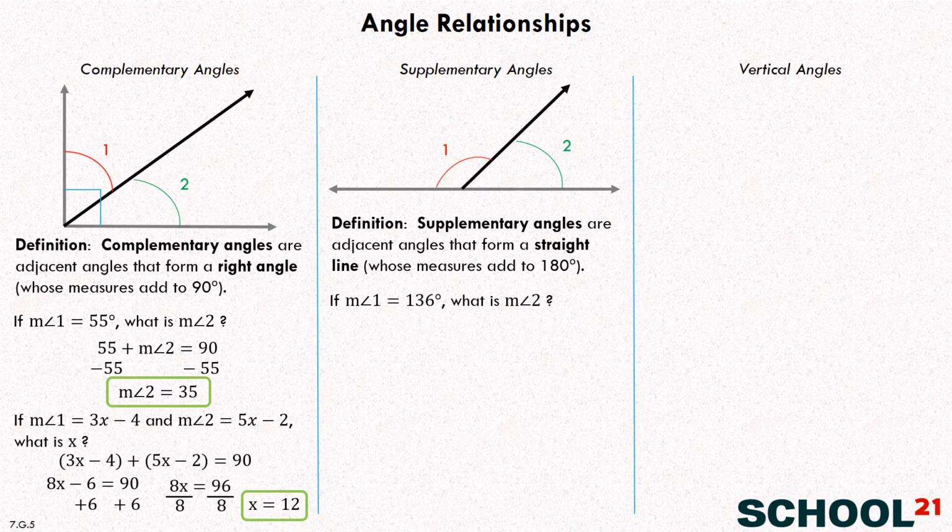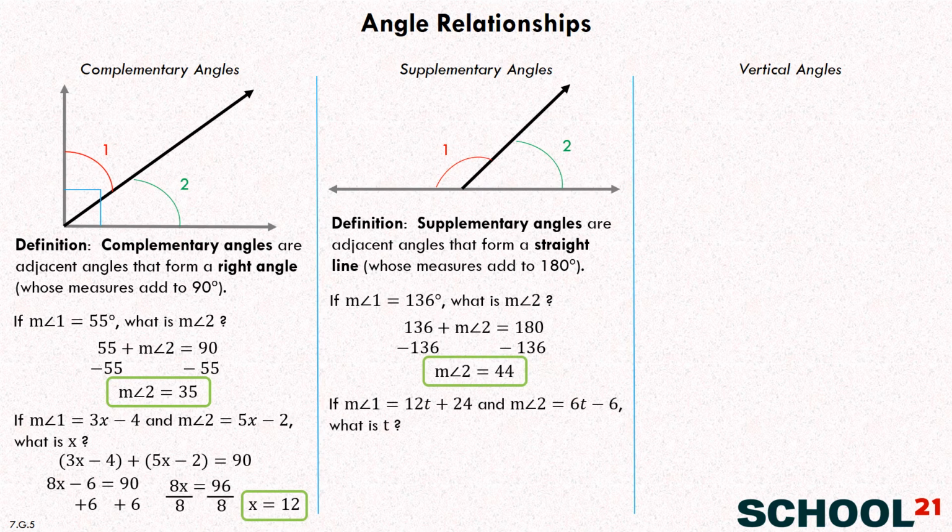So for instance, if measure of angle 1 is 136 degrees, what is measure of angle 2? Well, again, you can set up an equation, 136 plus measure of angle 2 equals 180. And then you can subtract 136 from both sides and you get measure of angle 2 equals 44 degrees. Make sense?